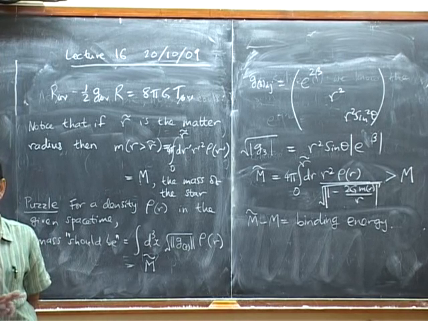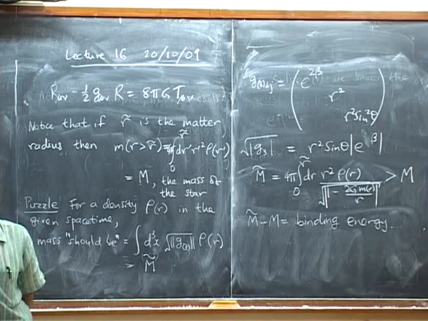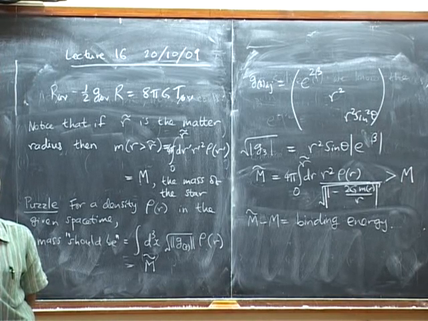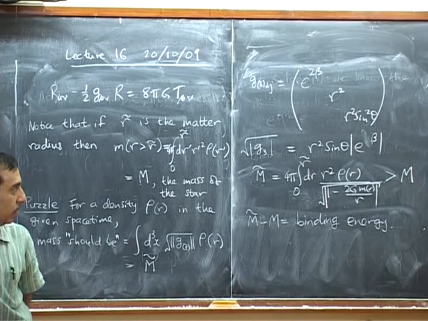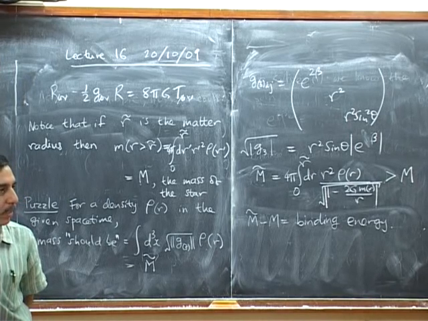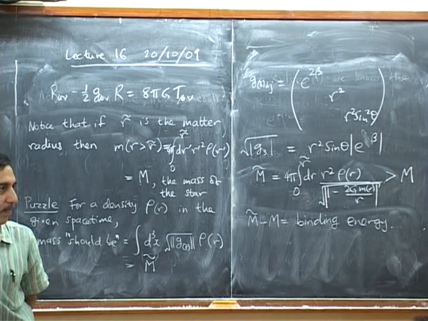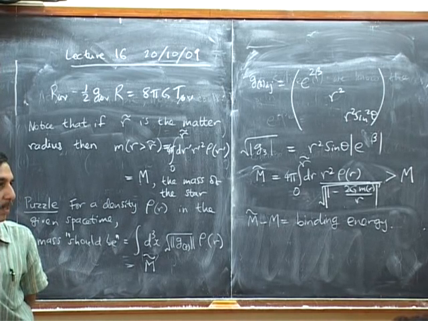M is the mass of the star, M tilde is of the assembled object. So assembled object. Yes. Then it is correct. Why is it correct? M is the assembled star. Yes. And the other one is disassembled. So correct. Assembled was must have.